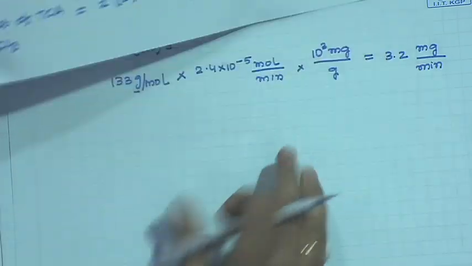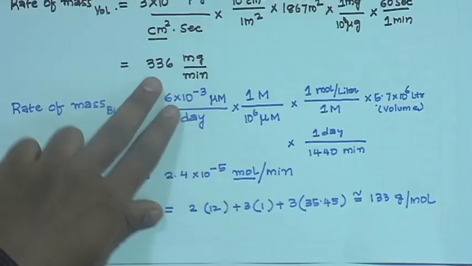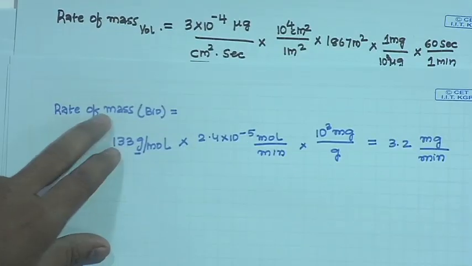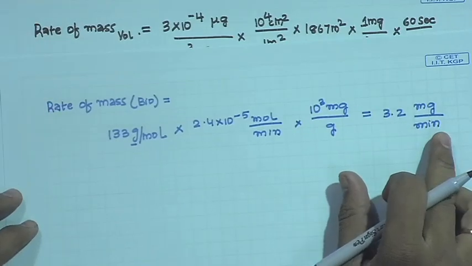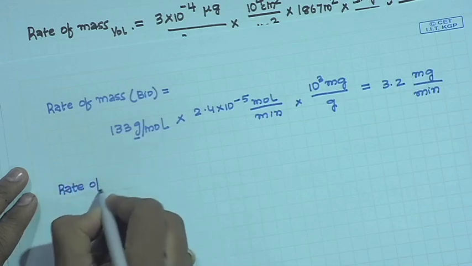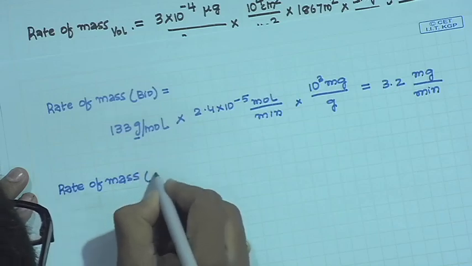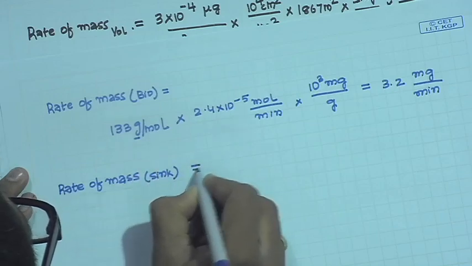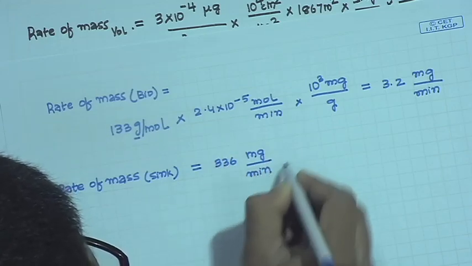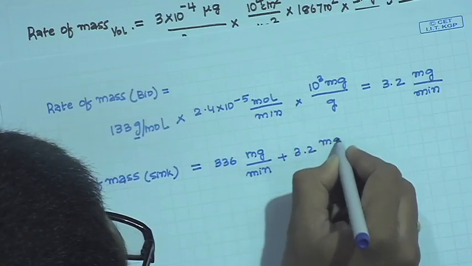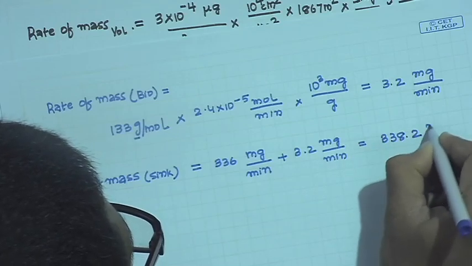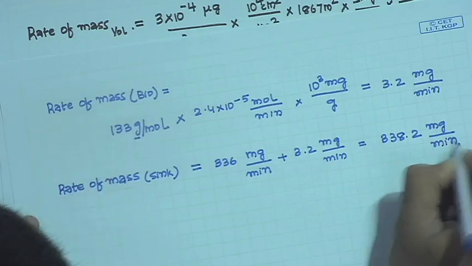In the previous numerical, we already obtained 336 milligram per minute as the rate of mass for volatilization, and the rate of biodegradability mass has been calculated to be 3.2 milligram per minute. So now adding both, we will get the rate of mass sink, which is equal to 336 milligram per minute plus 3.2 milligram per minute, which is equivalent to 338.2 milligram per minute.